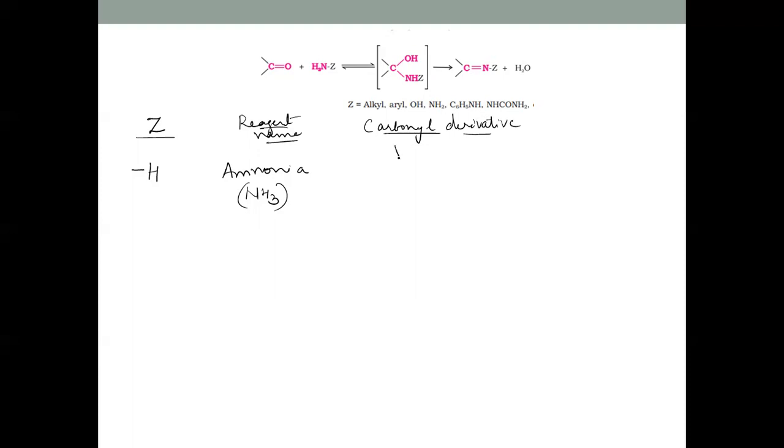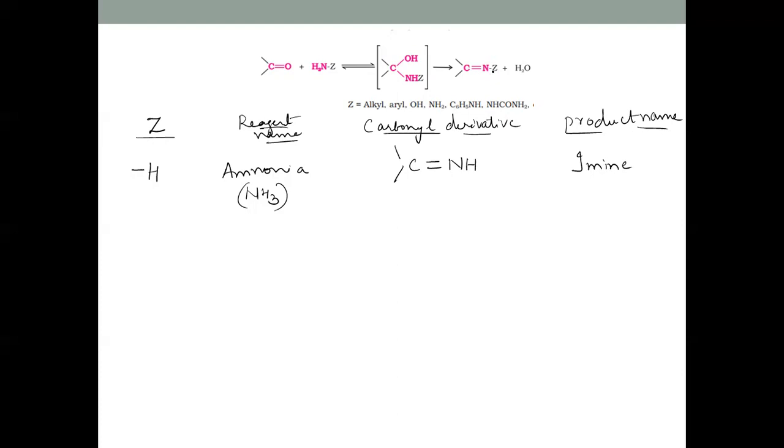So I want to write this: C double bond NH. Z is H, so I'm writing H here. What is the name of the product? The product name is called imine. If Z is H, the product formed here is imine.